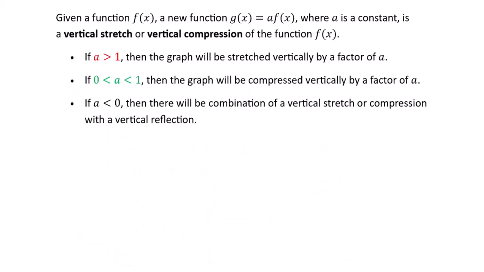Given a function f of x, a new function g of x equals a times f of x, where a is a constant, is a vertical stretch or vertical compression of the function f of x. If a is greater than 1, then the graph will be stretched vertically by a factor of a. If a is between 0 and 1, then the graph will be compressed vertically by a factor of a. If a is less than 0, then there will be a combination of a vertical stretch or compression with a vertical reflection.